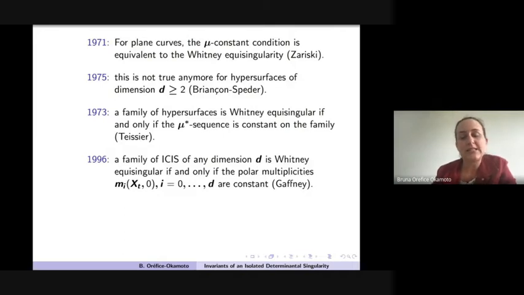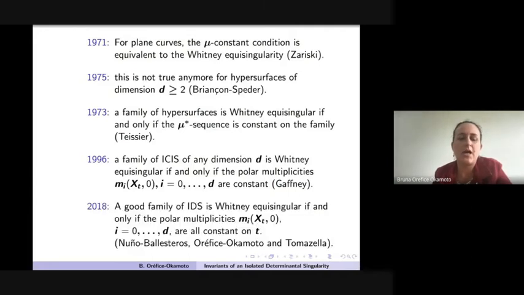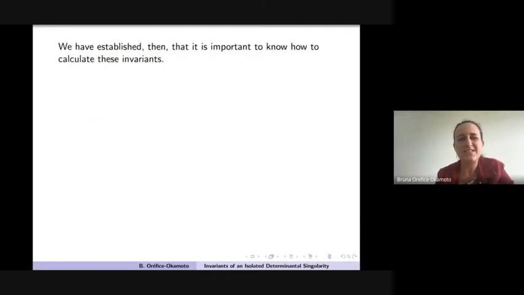In 1996, Gaffney studied the Whitney equisingularity of a family of ICIS. He showed that the family is Whitney equisingular if and only if the polar multiplicities are constant, all of them. And in 2018, we proved that a good family of IDS is Whitney equisingular if and only if the polar multiplicities are constant too. Well, this is to establish that we want to know how to calculate these invariants, that they are important. Barbara, is everything okay?